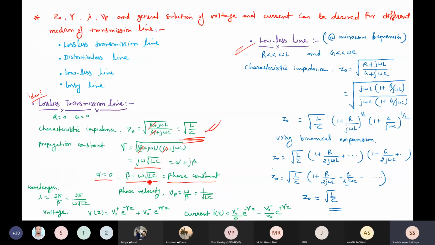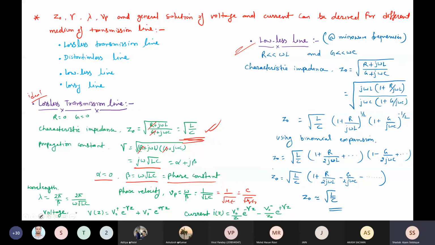So alpha is equal to 0, and we have phase constant beta, which is equal to omega root under LC. What is the wavelength? Wavelength lambda is equal to 2 pi by beta, which is equal to 2 pi by omega root under LC. Similarly, we have phase velocity Vp equal to omega by beta, omega gets cancelled, and Vp becomes 1 by root under LC. And already you know Vp is nothing but 1 by root under mu into epsilon, or you can write c by square root of mu r into epsilon r.